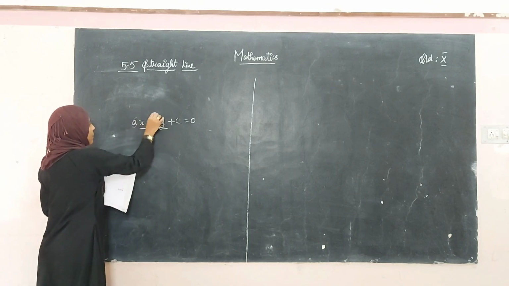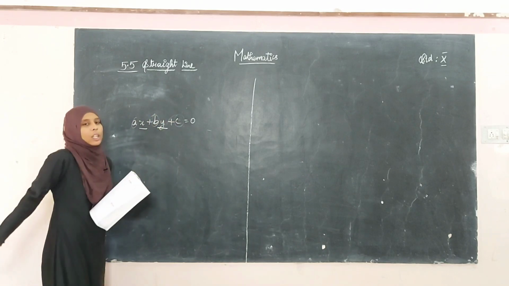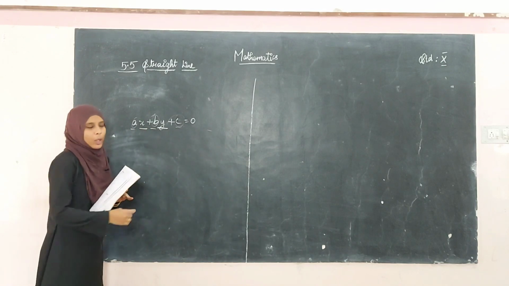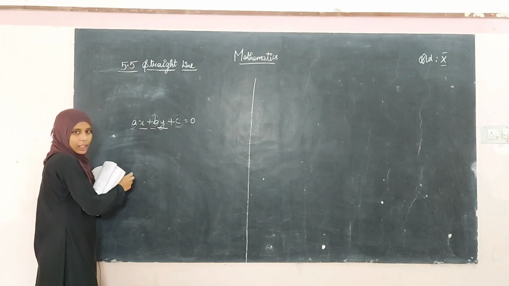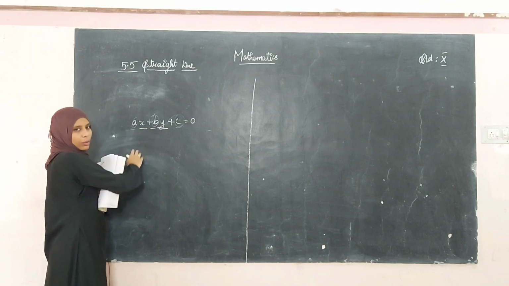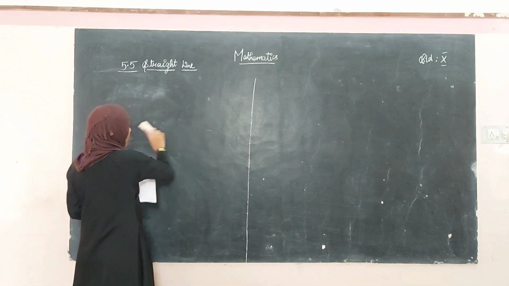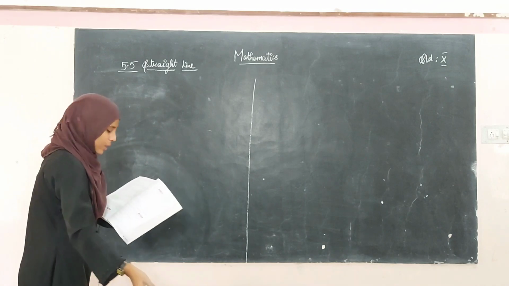Here a, b, c are called the coefficients, and c is the constant term. Okay, so this will be the general equation of a straight line. This is the general equation of the straight line: ax plus by plus c is equal to 0.